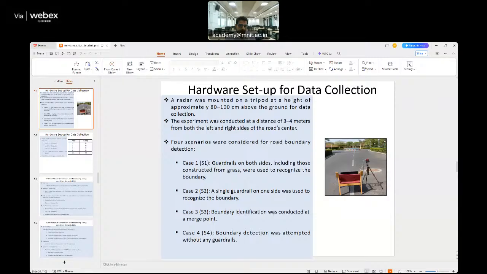Boundary identification was conducted at a merge point. So, here you can see it. Boundary detection was attempted without any guardrail. So this is the case when both are merging, right? When something is merging. These are the four cases, S1, S2, S3, S4.